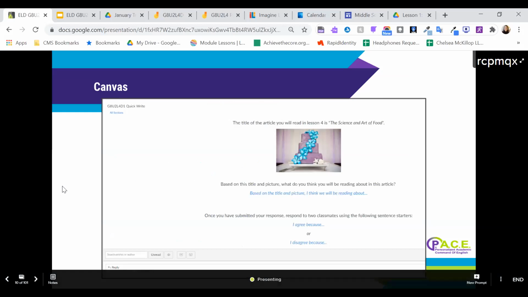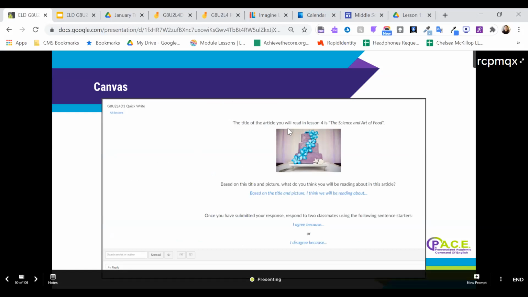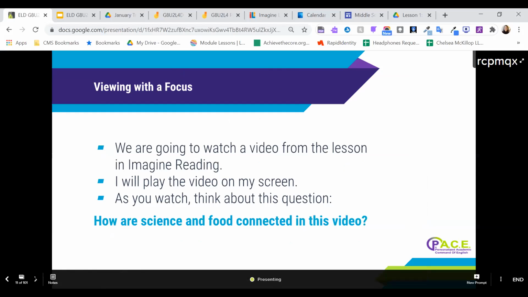All right, we know some of you need to use Canvas. If that's the case, this is the exact same activity in Canvas. So instead of doing it in Pear Deck, there it is in Canvas for the students. You just direct them to do it in there. I want to make sure that we're touching on that as well.